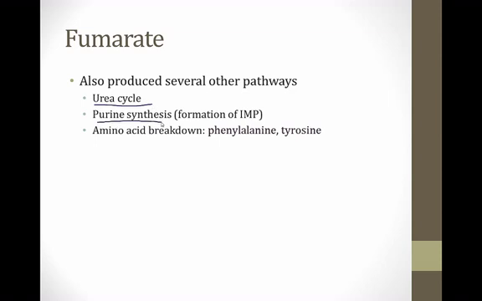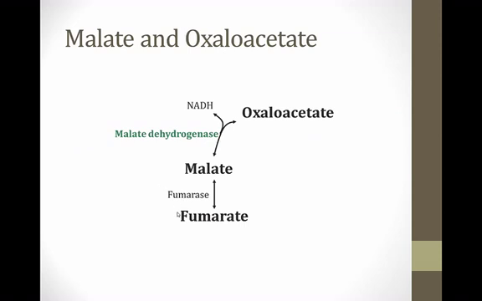In purine synthesis, fumarate is a step in formation of IMP, and you can also generate fumarate from the breakdown of amino acids, especially phenylalanine and tyrosine. So all these different pathways feed into the TCA cycle by feeding into fumarate. The next 2 steps are reversible.